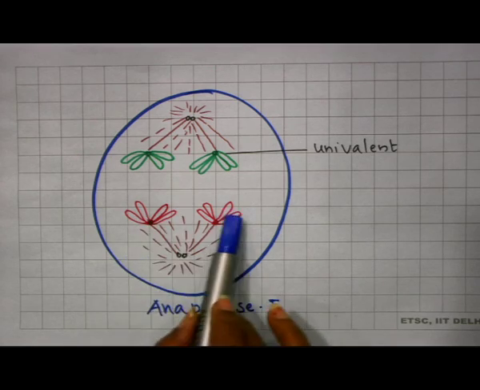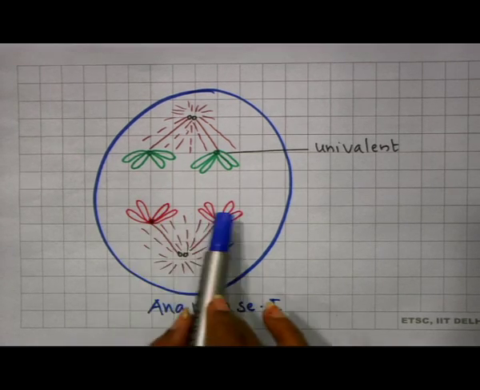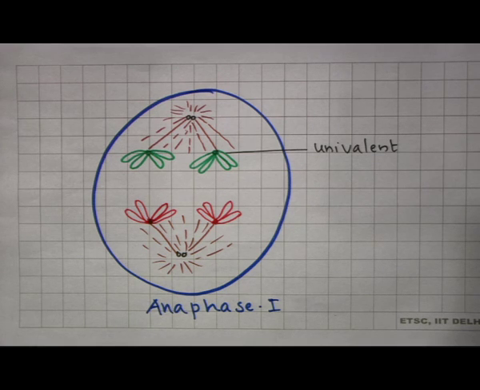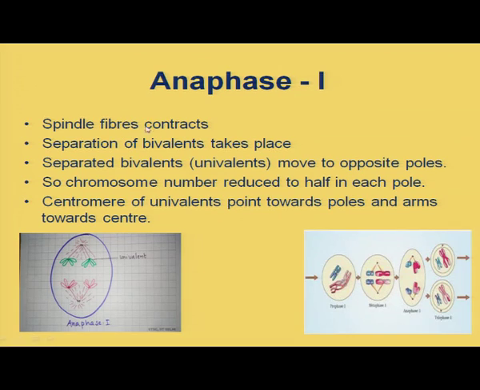So, in each pole you can see one member of each of the bivalents. This happens by the contraction of the spindle fiber. The chromosomal spindle fiber will contract and the separation of bivalents happens. And for the separated bivalents, what term will we say?